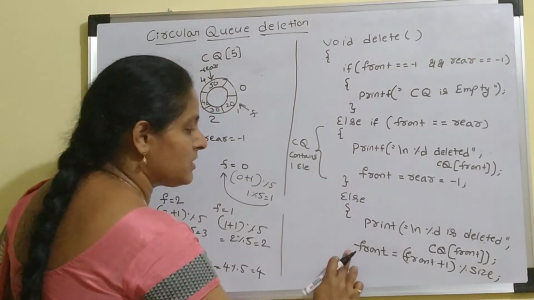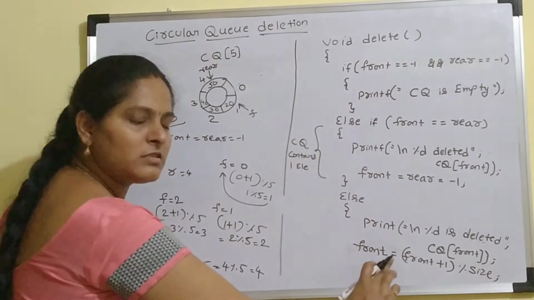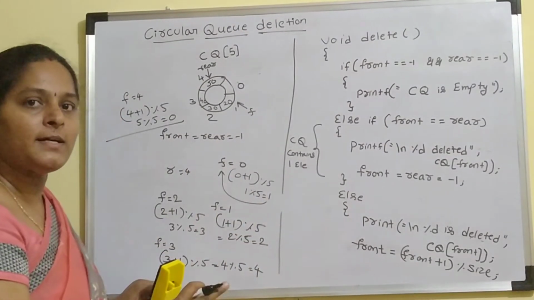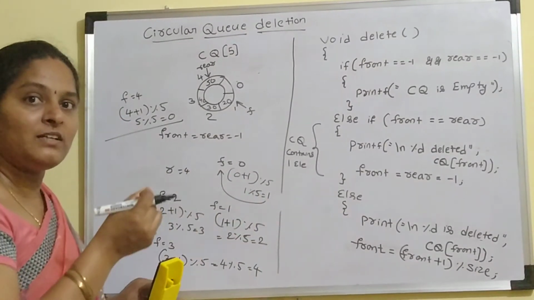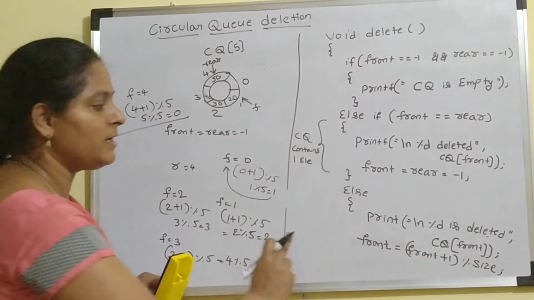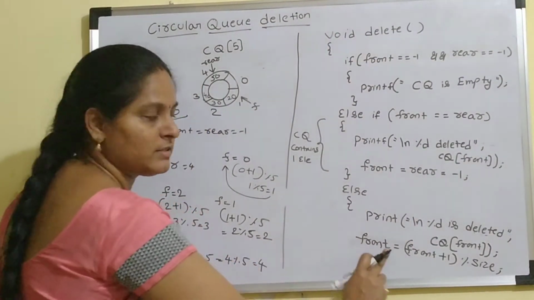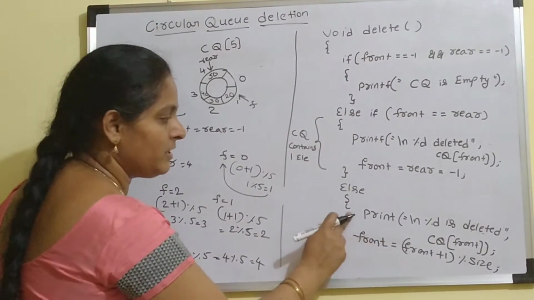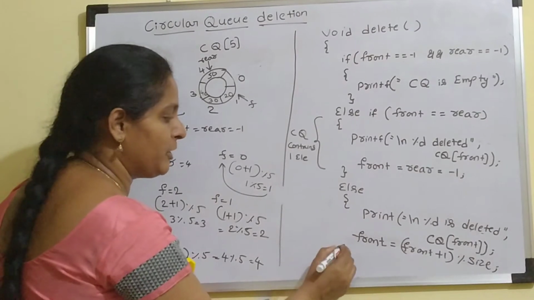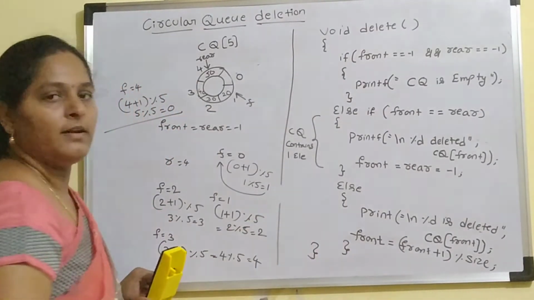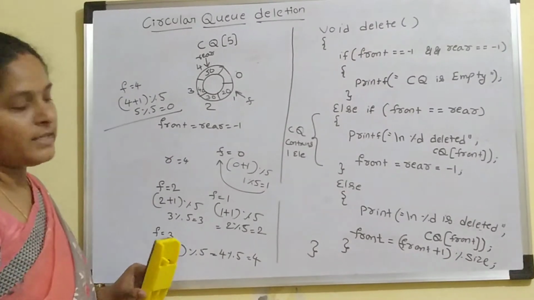Okay, so this is the statement for moving. This is similar to front plus plus, but the front plus plus statement fails when you delete the last element from the circular queue. That is the reason why I am modifying that statement with this. With this, two things are over: deletion of the element and moving the front pointer. So simply close the else block and close the delete function. Right.